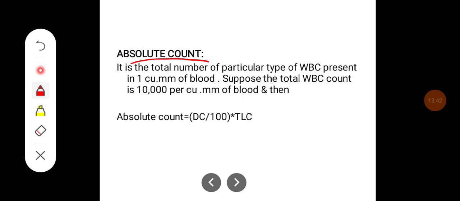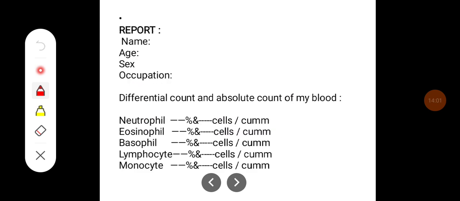Then absolute count, it is the total number of particular type of WBC present in 1 cubic mm of blood. Suppose the total WBC count is 10,000 per cubic mm of blood, then absolute count is equal to differential leukocyte count divided by 100 into total leukocyte count. Then you have to report the differential leukocyte count. So you have to write the differential count and absolute count of the neutrophil so and so. So like that you have to write the differential leukocyte count of all the cells.